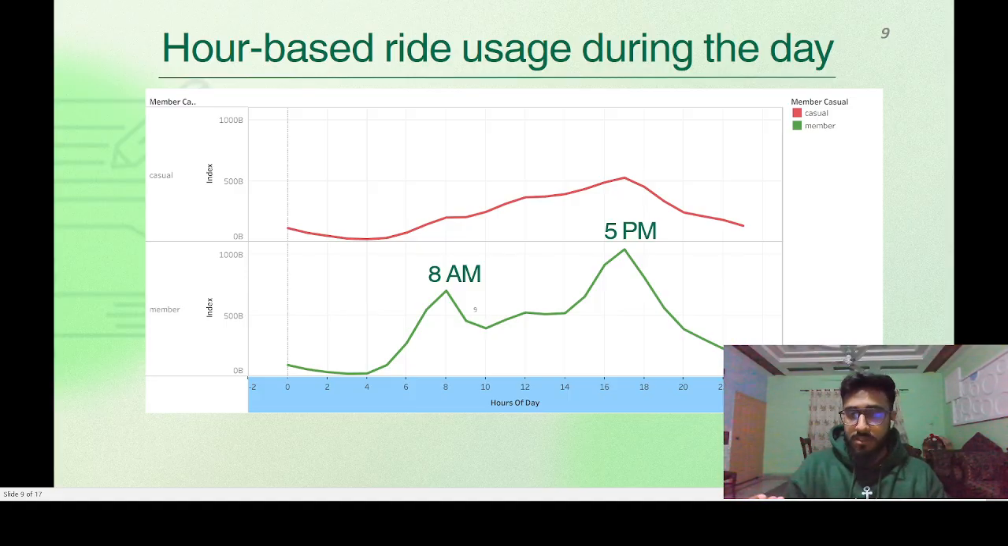So this gives us an idea that casual riders are starting the day off late, and there are more casual riders around the evening time than in the morning or at night. As compared to membership riders, who are commuting to work at a fixed time, around 8, 9 a.m., and commuting back to their homes at around 5 p.m.